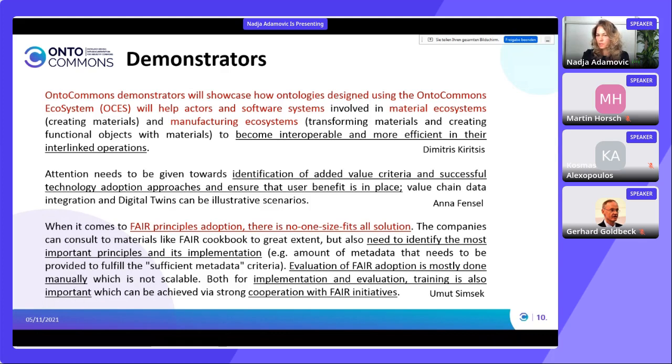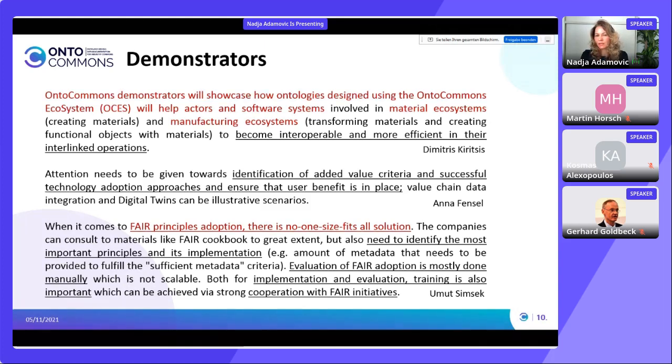When it comes to FAIR principles adoption, there are no one-size-fits-all solutions. Companies can consult materials like the FAIR Cookbook to a great extent, but also need to identify the most important principles and their implementation, for example the amount of metadata that needs to be provided to fulfill sufficient metadata criteria. Evaluation of FAIR adoption is mostly done manually, which is not scalable. For both implementation and evaluation, training is also important, which can be achieved via strong cooperation with FAIR initiatives.